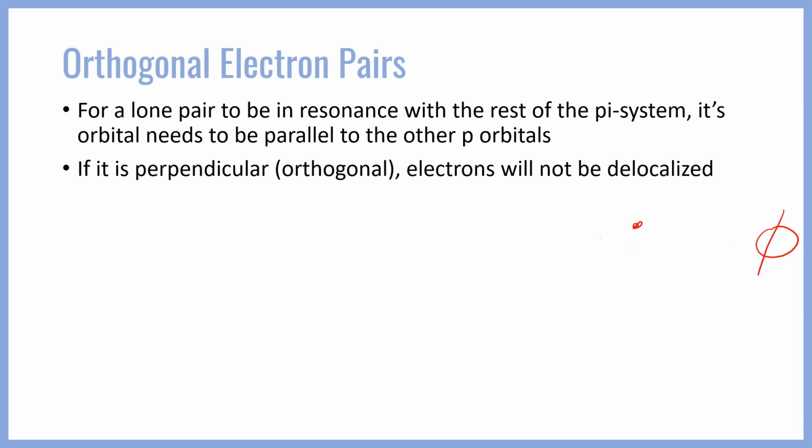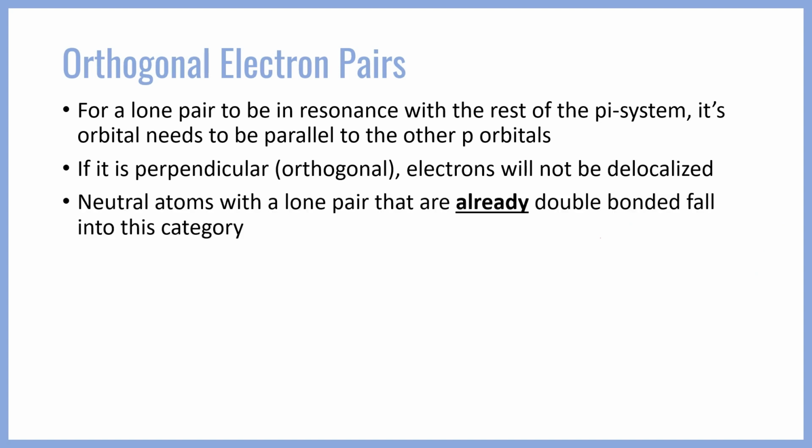So you typically see this, right, in a neutral atom with a lone pair that's already double bonded to something. Right? So if you have a neutral atom, like a nitrogen or an oxygen, that has a lone pair, but it's already double bonded, that lone pair will not be interacting with the rest of the system. A good example of that is the molecule pyridine. Pyridine has a nitrogen with a lone pair there. It is also double bonded, right? It has a double bond to this carbon, and specifically it's part of an aromatic ring.